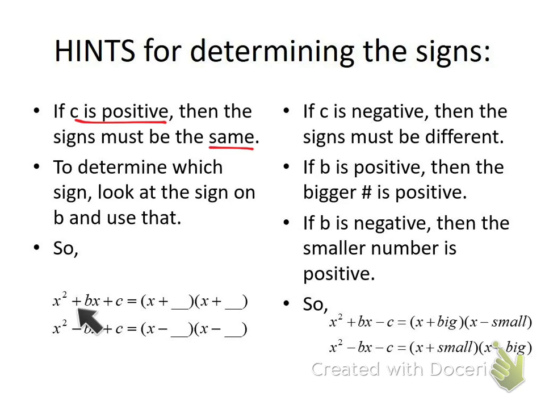So at the very bottom, they give us a couple examples. If we have x squared plus bx plus c, we're going to use two positives. If we have x squared minus bx plus c, we're going to use two negatives. So when c is positive, the signs have to be the same.